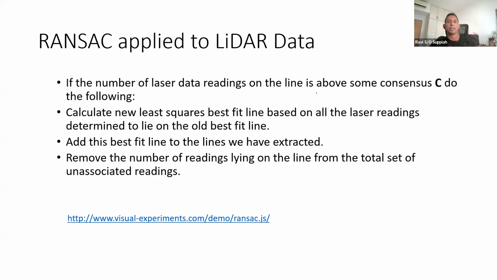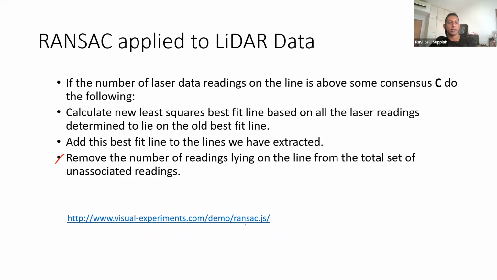If it is above the consensus, then I do the following. I calculate the new least squares best fit line based on all the laser readings that lie on the old best fit line. That means I need to make sure that I have more data points to align with this new best fit line. And then once I get a new best fit line, I can remove the lines that do not agree from the unassociated readings.